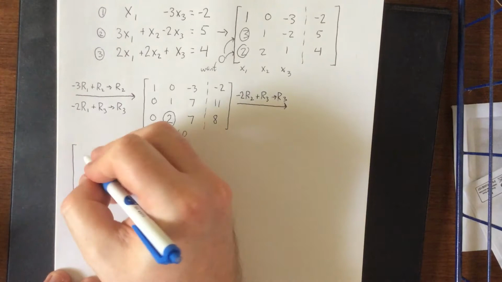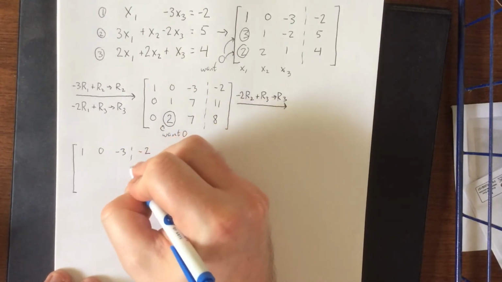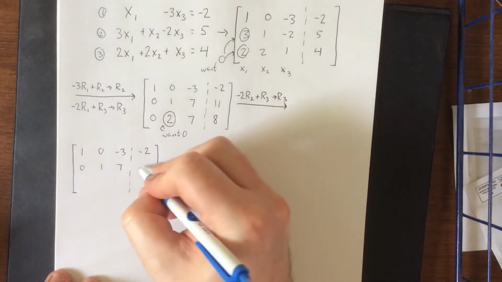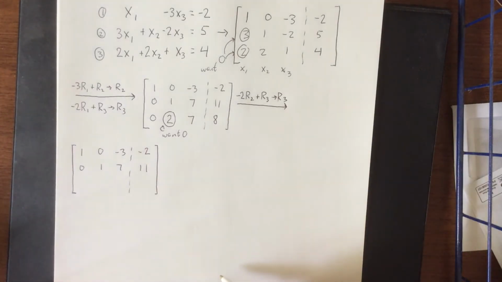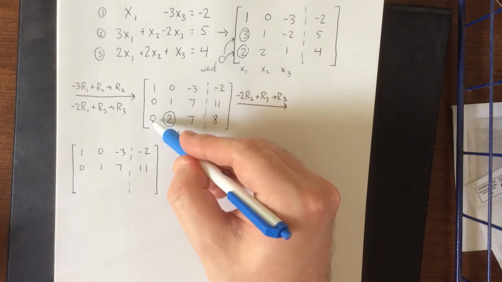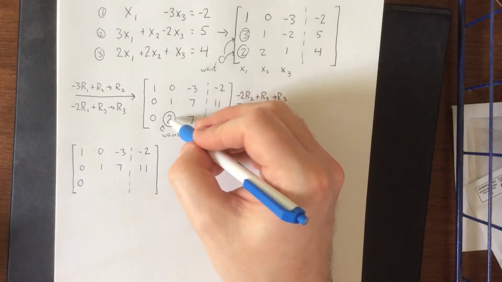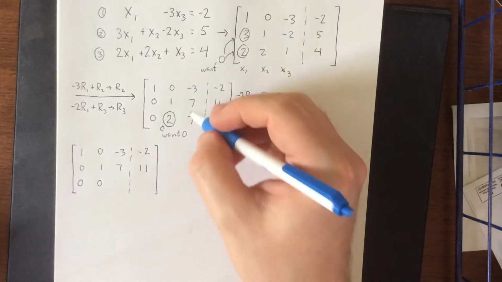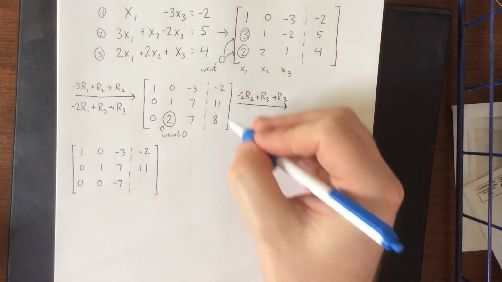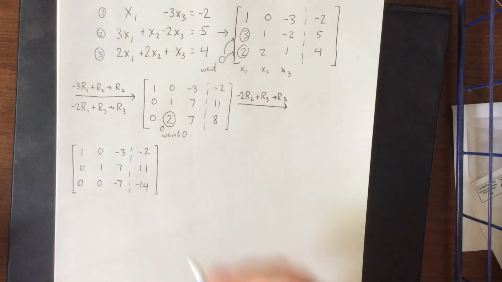So overall, the first row is staying the same. The second row is staying the same. And the third row is being altered. So taking negative 2 times the second row and adding to the third row. Negative 2 times 0, add to 0. This is why we like having zeros there. Negative 2 times 1, add to 2, we'll get 0. Negative 2 times 7, add to 7, that'll be negative 7. And negative 2 times 11 is negative 22, add to positive 8, that'll be negative 14.